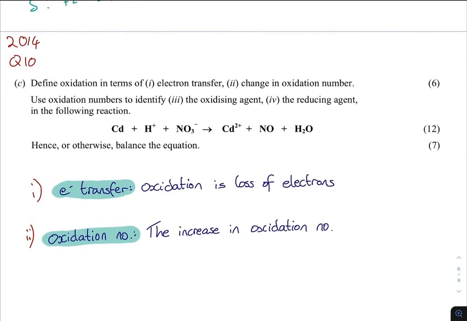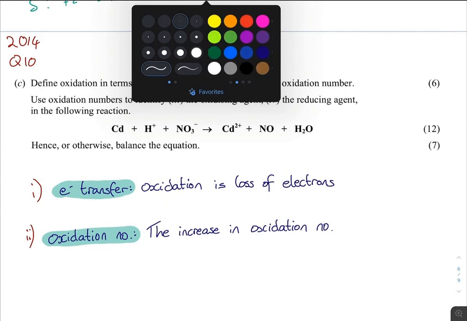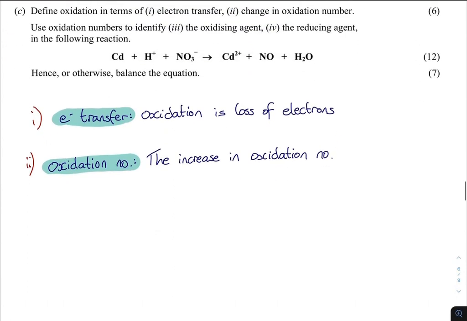So to find oxidation in terms of electron transfer, change in oxidation number is fine. Use oxidation numbers to identify the oxidizing agent, the reducing agent, and to balance the chemical equation. So we'll do that one as practice, and we'll be a bit faster with it this time. So we have Cd plus H+ plus NO3- gives us Cd2+ plus NO plus H2O. Same principle then, guys.